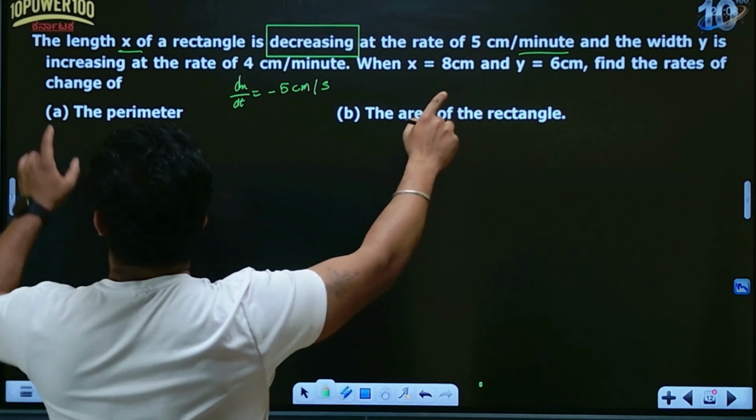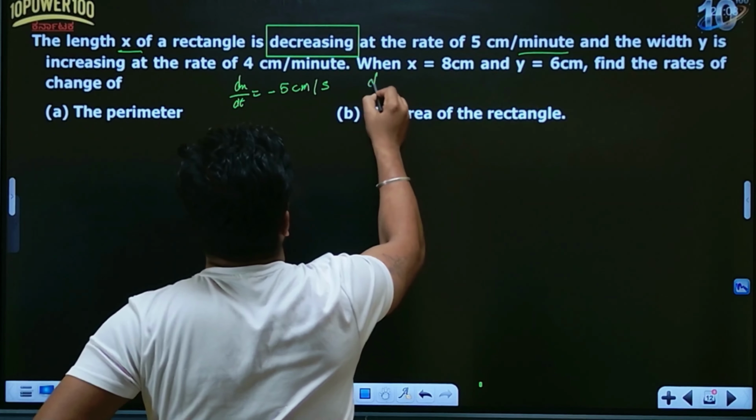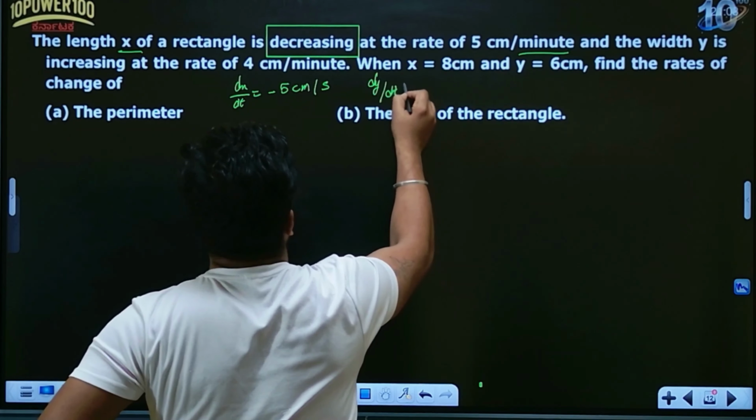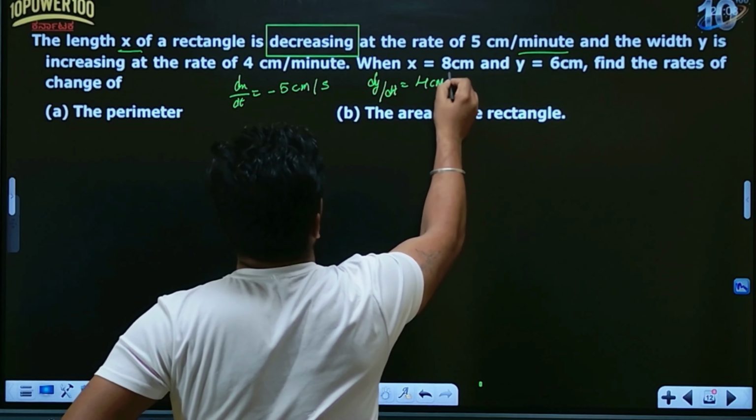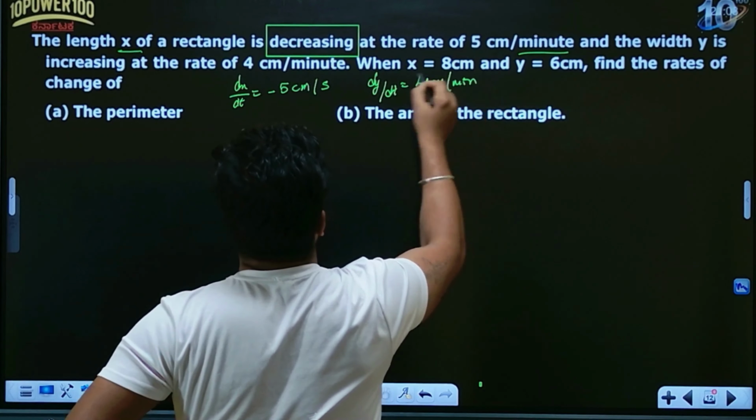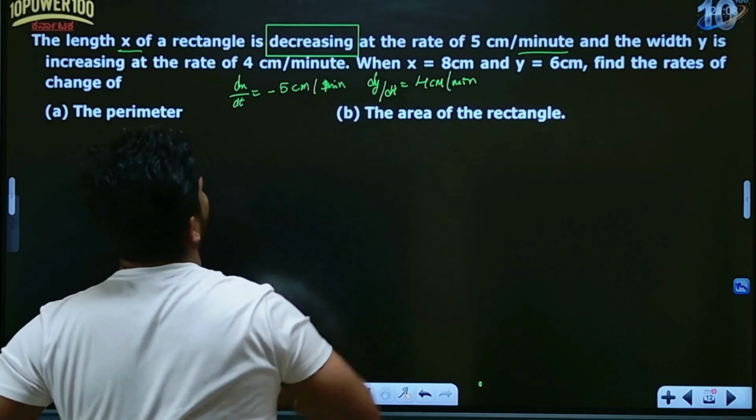Next, width y is increasing, so positive only. So dy by dt is 4 centimeter per minute. Here also minute. Okay, so when x is 8 centimeter, y is 6 centimeter, find the rate of change of. So x is equal to 8 centimeter and y is equal to 6 centimeter.